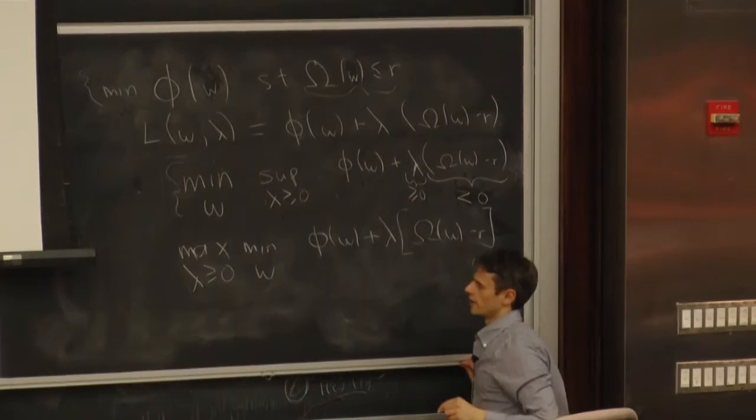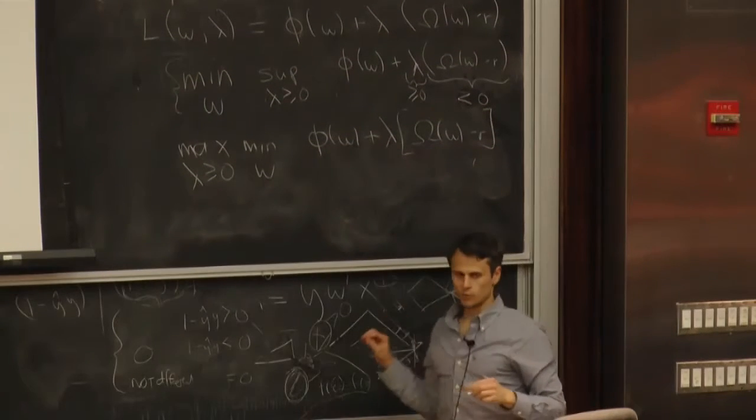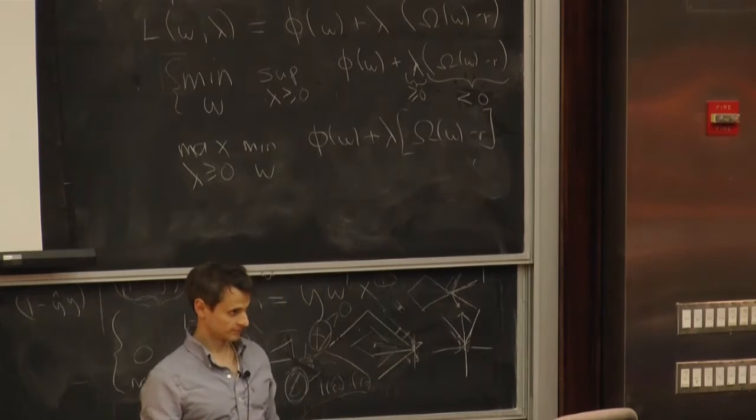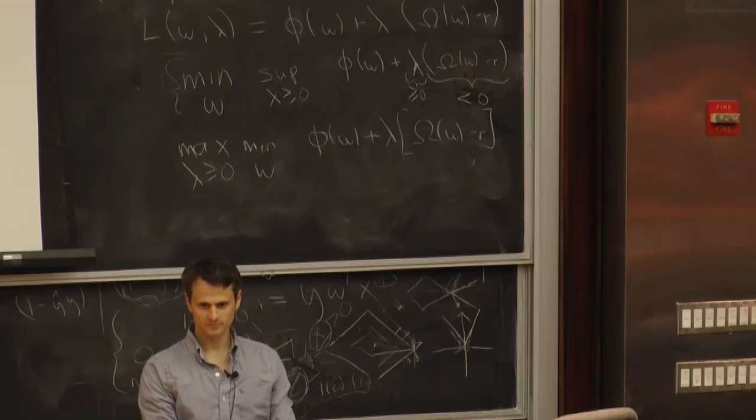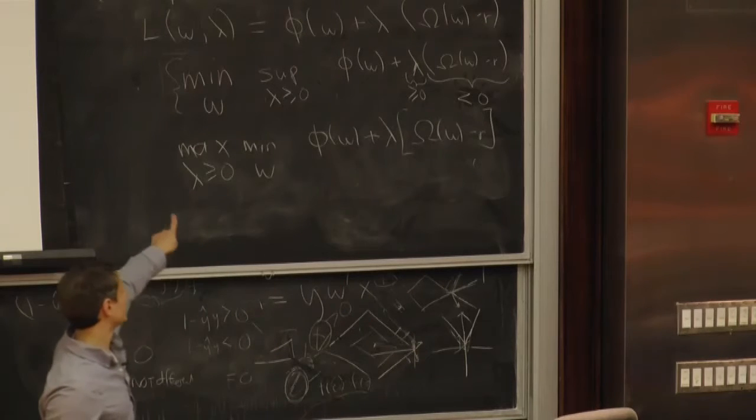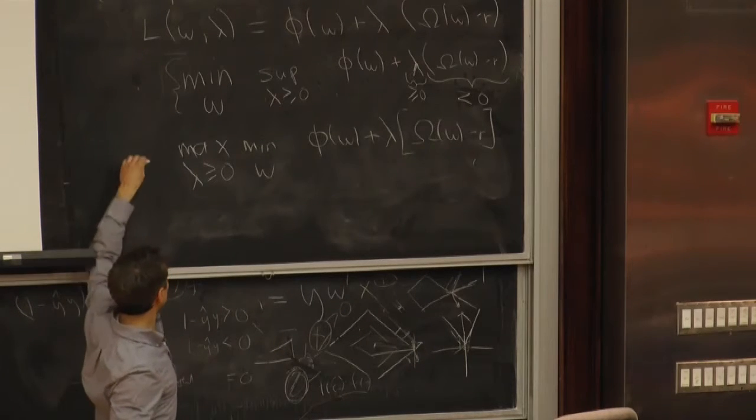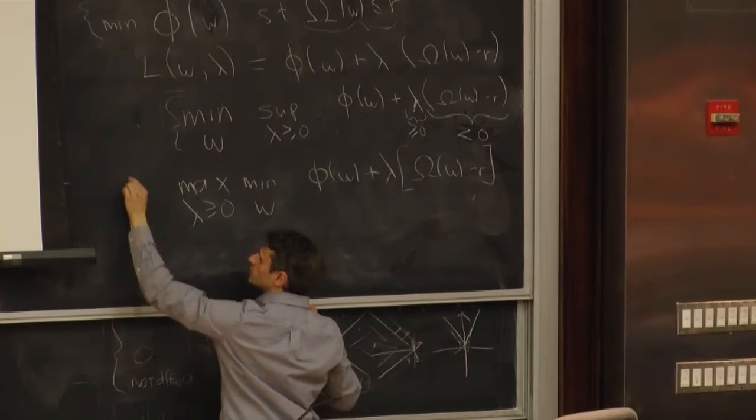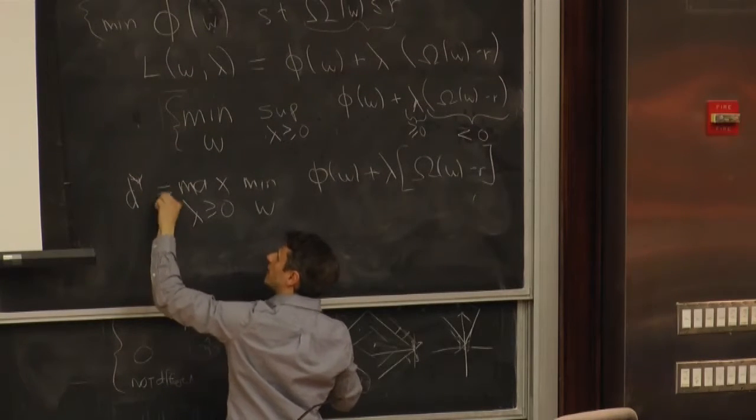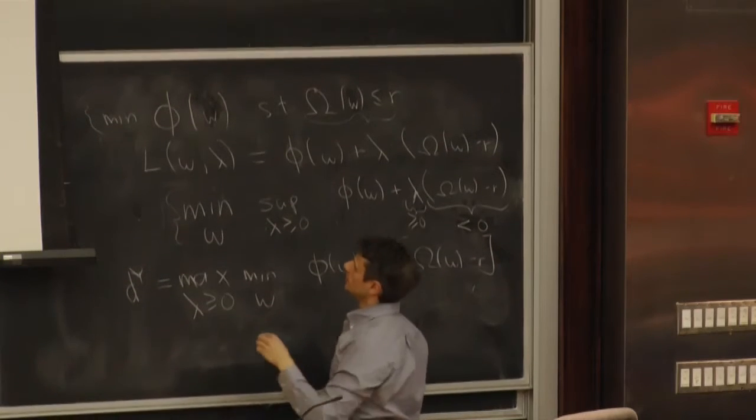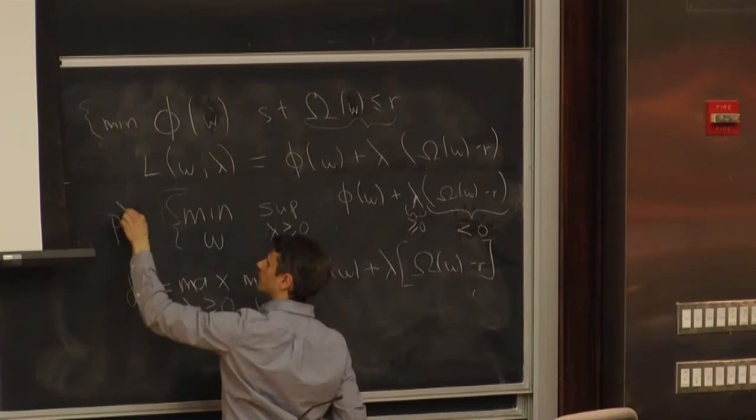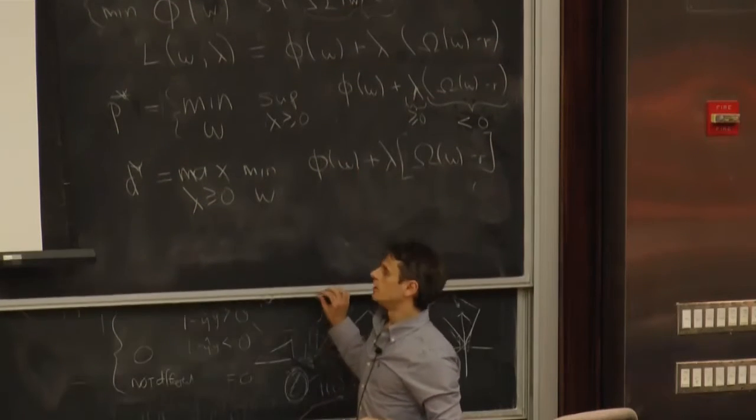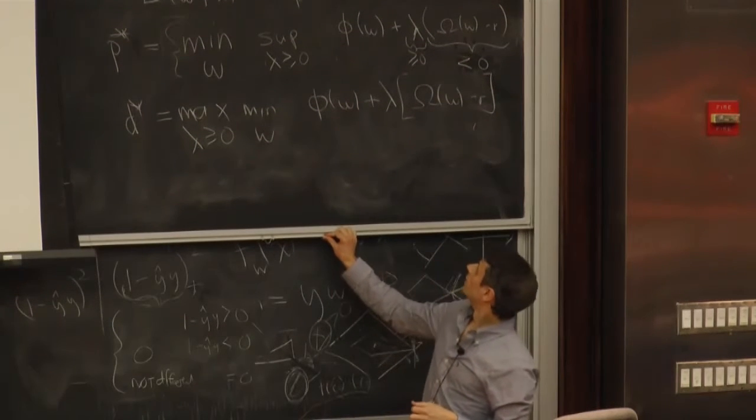Good, okay. Now, what's the dual function? This is the dual optimization problem. This is the dual problem. The value of the solution, we often write this as D star. So D for dual. The value of the dual problem is D star. And we often write P star for the value of the original problem, called the primal.